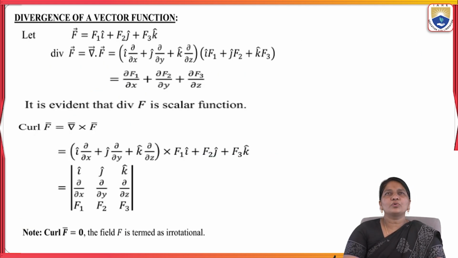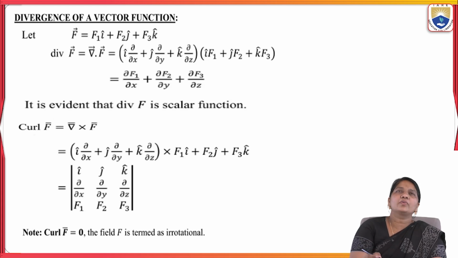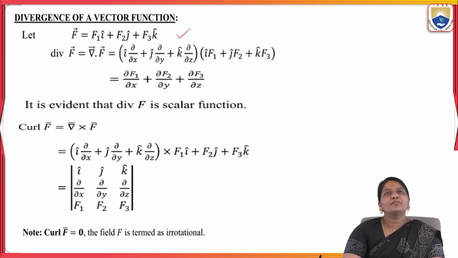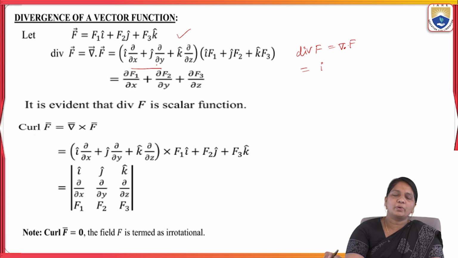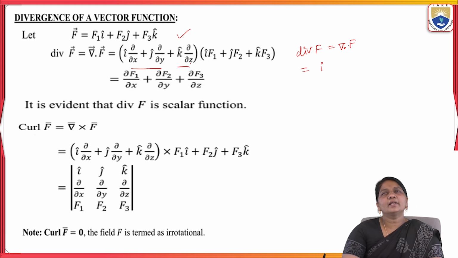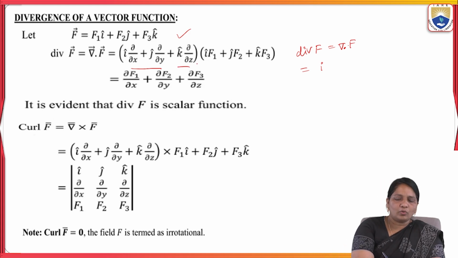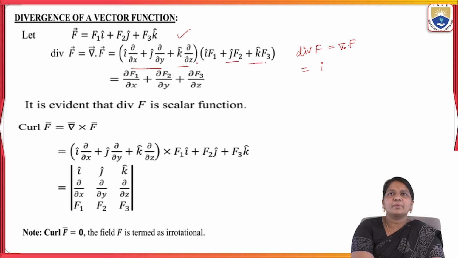Some more topics are there, one is the divergence. What is the divergence? How can we apply divergence to a vector? Suppose f equals f1 i plus f2 j plus f3 k, then we can calculate the divergence of f, that is del dot f. Here we are using the dot product. Already we know about del. What is del? i into dou by dou x plus j into dou by dou y and k into dou by dou z, dot f1 i plus f2 j plus f3 k.